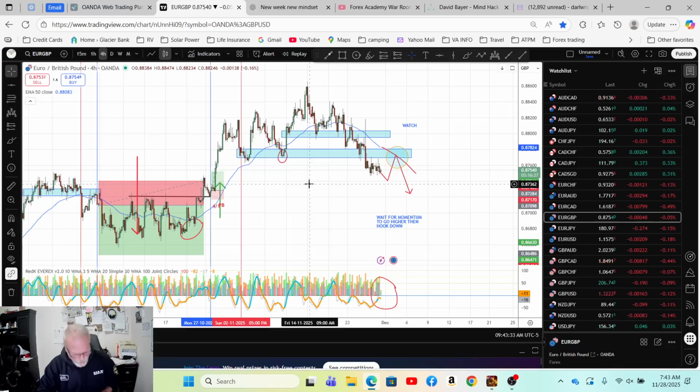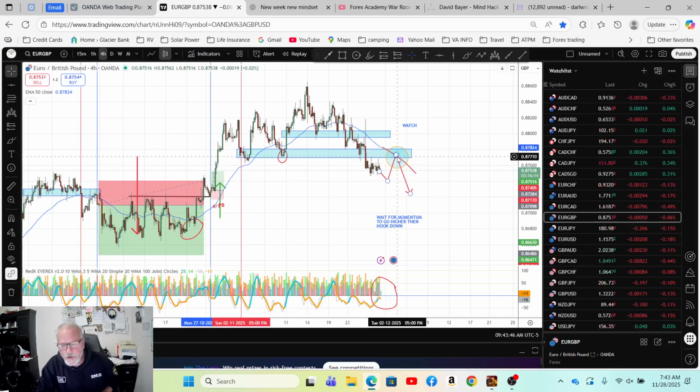Okay, so the Euro to the Great British Pound. So it's obvious what I'm watching for here. I feel like this is a strong support and resistance area. So I'm looking for a pullback up here, which will coincide with hitting the 50 EMA. But at the same time, I need momentum, which is the line here. I need momentum to come up high and then give me a hook coming down.